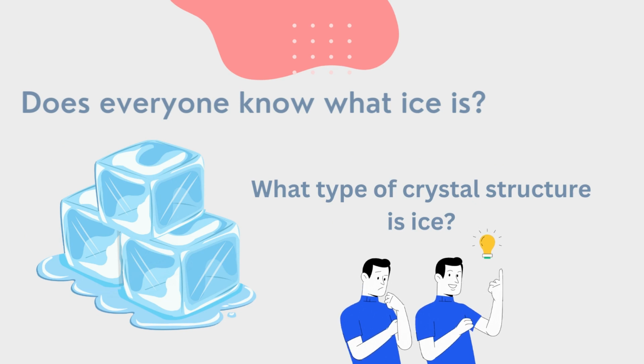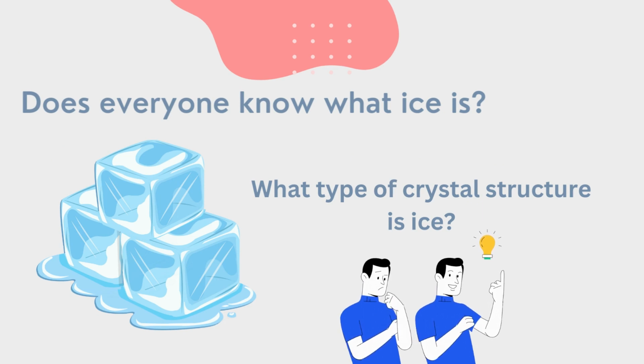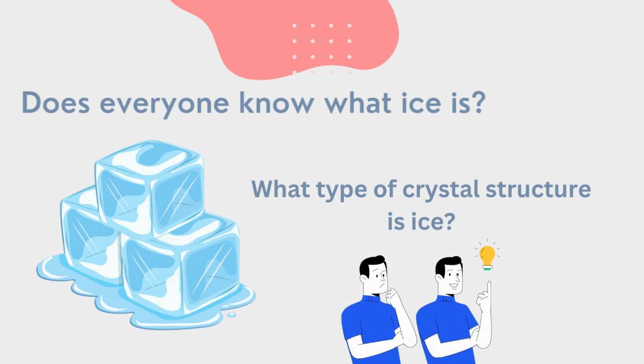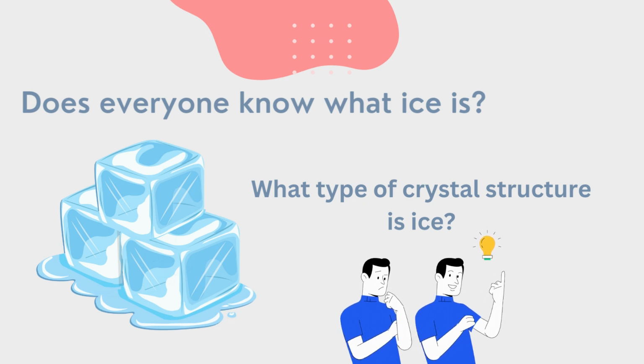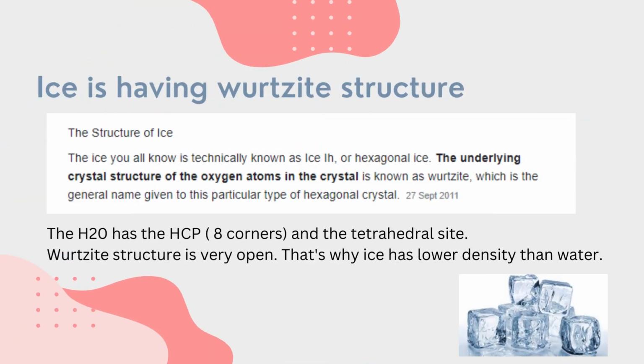Okay, now I want to share with you an interesting fact about ice. Everyone knows what ice is, but the real question is what type of crystal structure ice has. You might be wondering, right? Ice has the Wurtzite structure. The ice you all know is technically known as ice Ih, or hexagonal ice. The underlying crystal structure of the oxygen atoms in the crystal is known as Wurtzite, which is the general name given to this particular type of hexagonal crystal.